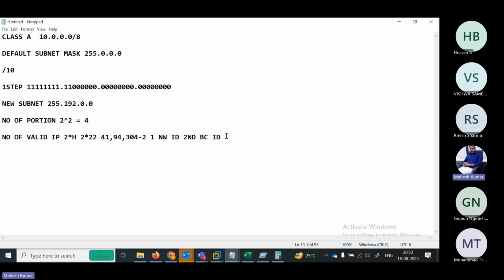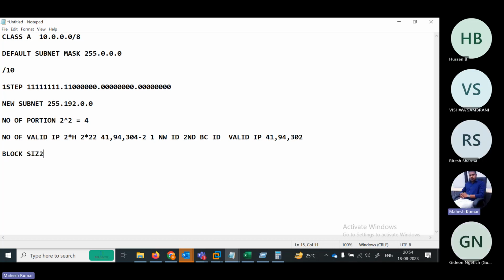So what is the valid IP? Usable IP will be 41 lakh 94,302, because of minus 2, correct? So the total number of valid IPs, the total users that can connect, is 41 lakh 94,302, with a single IP. Okay, got it? The next step is block size.